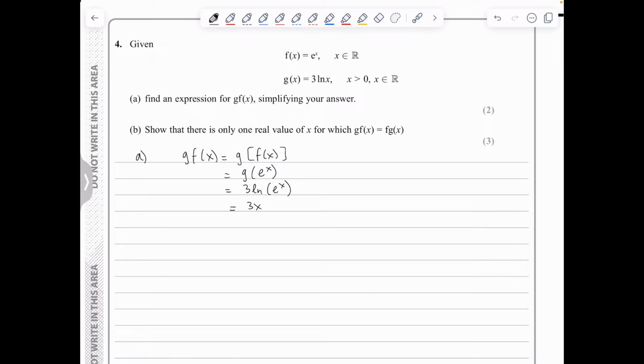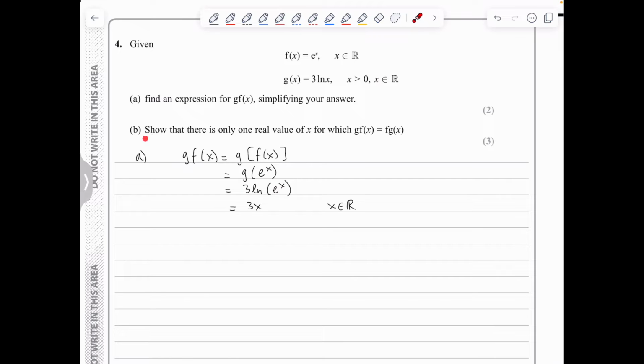Well, we need to be careful whenever we are asked to find a function. This needs to be accompanied with its domain, and the domain in this case is x belongs to the real numbers. We have no restrictions. That's the domain of g of f of x.